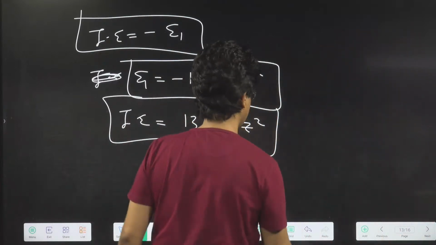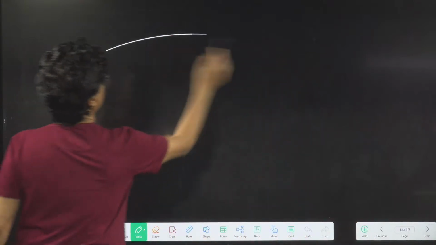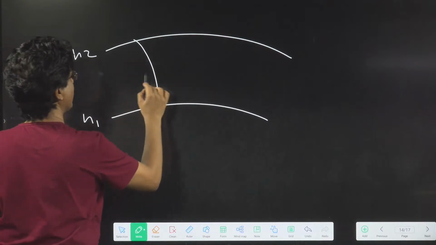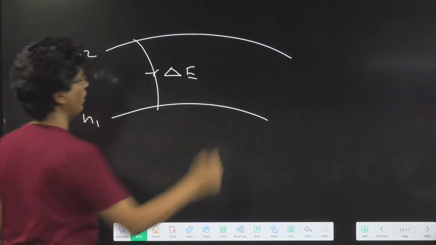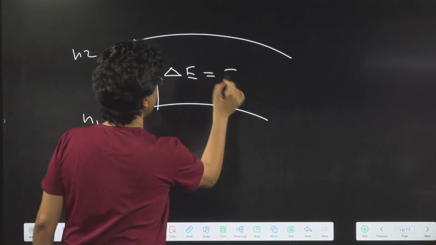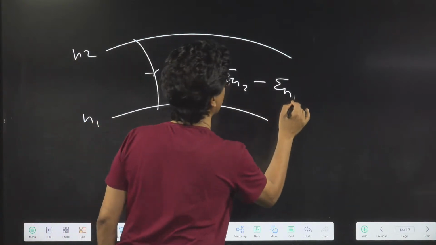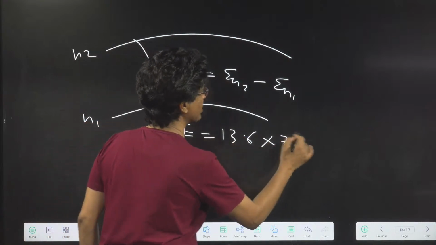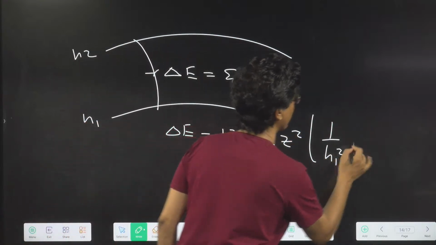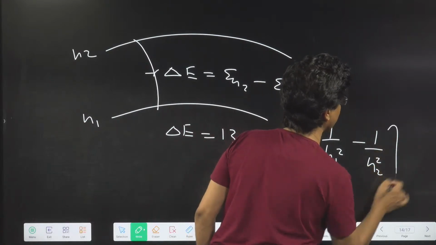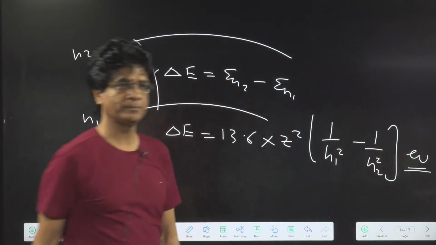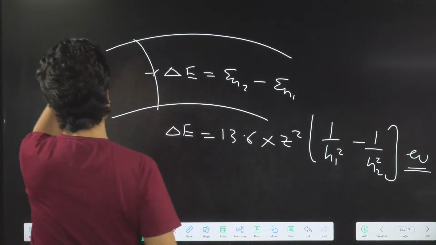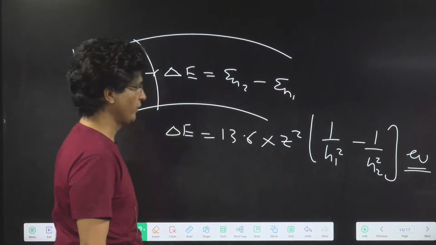Very good. Now see that if this is N1 and this is say N2, this energy gap is called delta E. So delta E will be En2 minus En1. So when you put the values, you will get 13.6 into Z square into 1 upon N1 square minus 1 upon N2 square electron volt. Yes or no? We'll be using all of that in a short while.